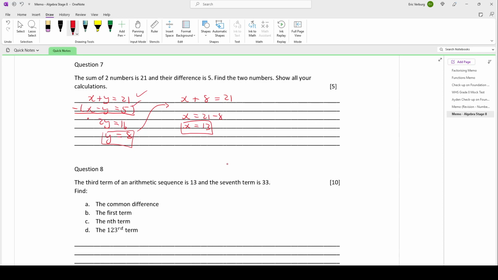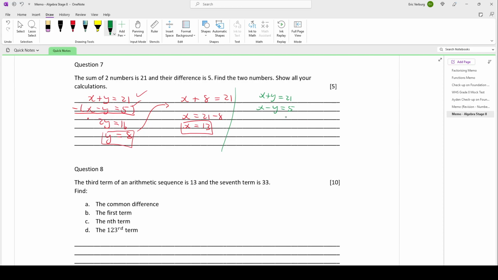There's also the substitution method, which you could have also tried. Let me actually, I'll do the substitution method as well. So for the substitution method, we'll start with the same equations. Let me just do it over here. We'll start with the x plus y equals 21, and the x minus y equals 5.